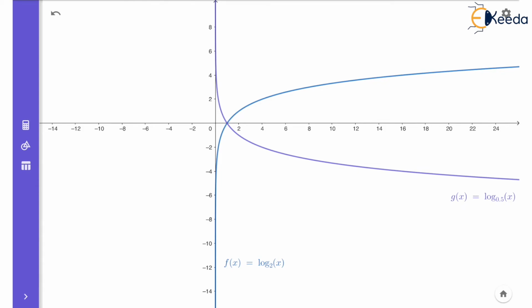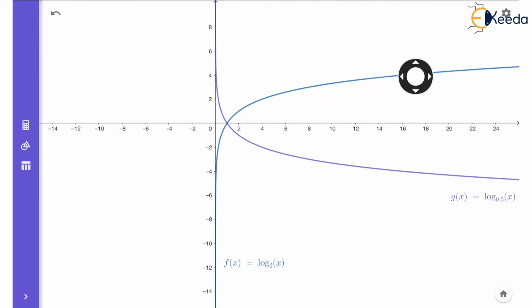Now we'll understand what happens when we take a base less than 1. Like the first one, which was the previous case, log x with the base 2, this case is the one where we have log of x with base 0.5. So this 0.5 is less than 1, and we can see that the graph is going to be inverted as compared to the one where the a value was greater than 1, and now a is less than 1.